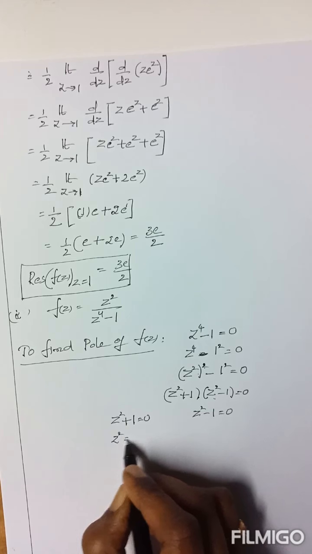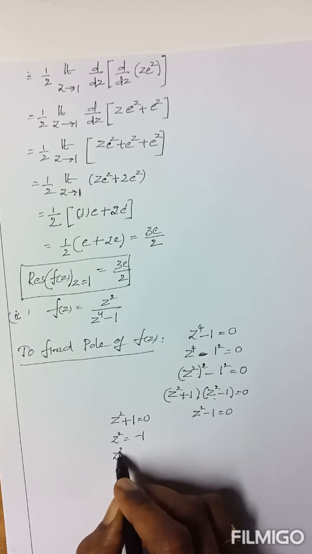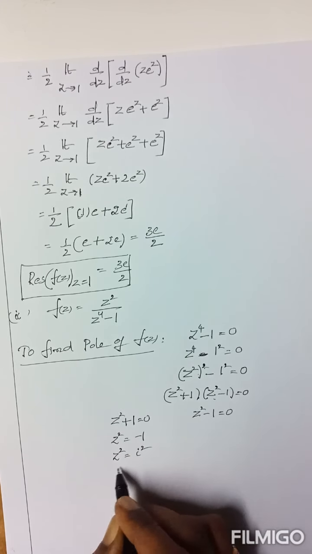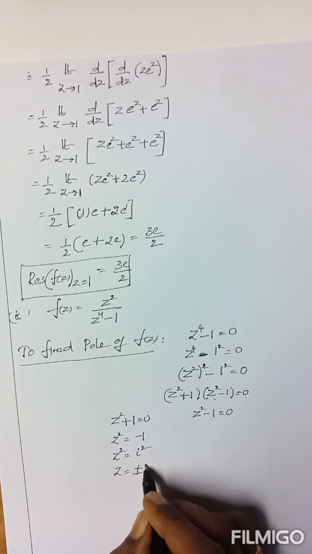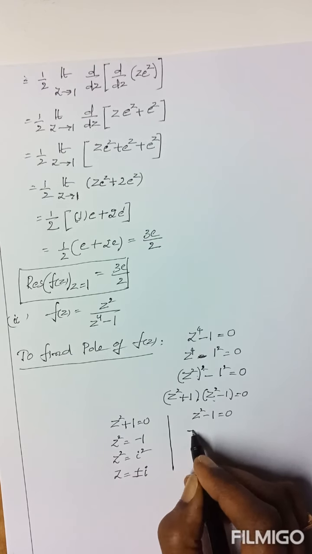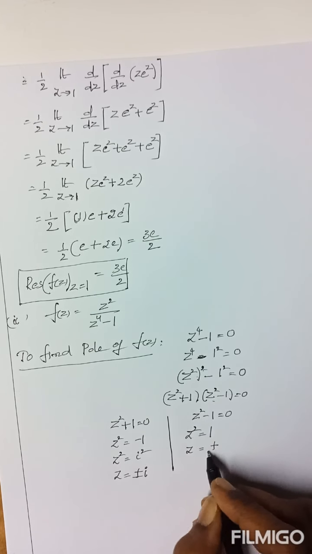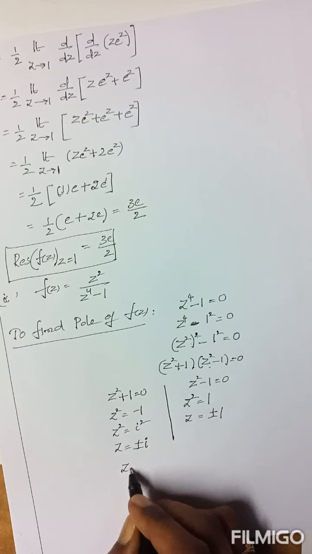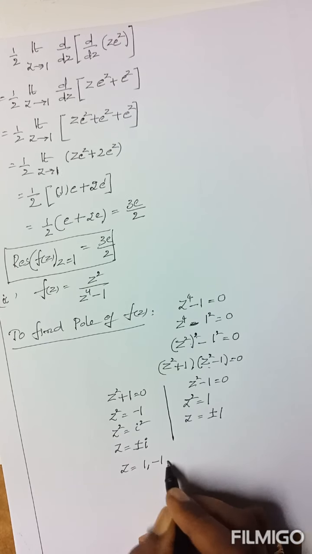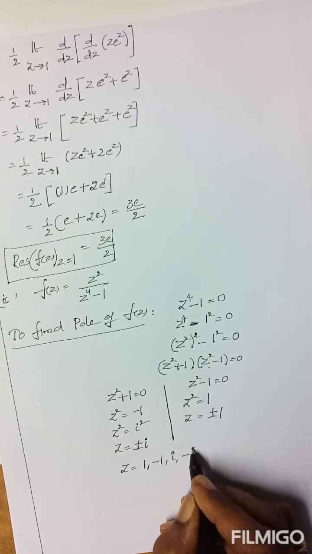z square equal to minus 1, z square equal to i square, z equals plus or minus i. After that, z square equal to 1, z equals plus or minus 1. So the total roots are 1, minus 1, i, minus i.